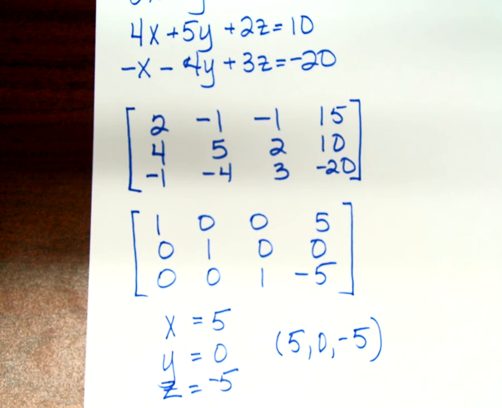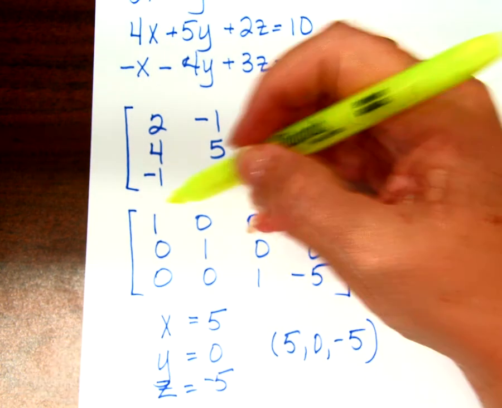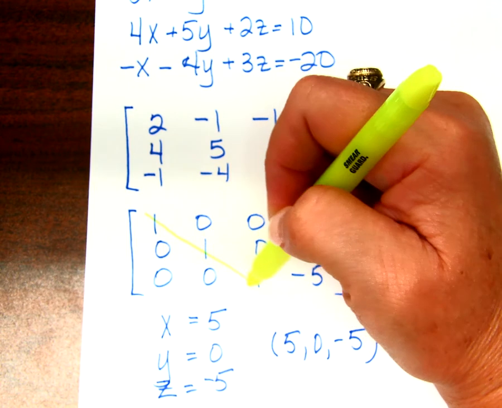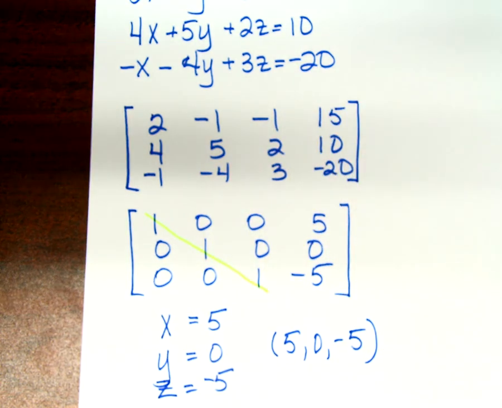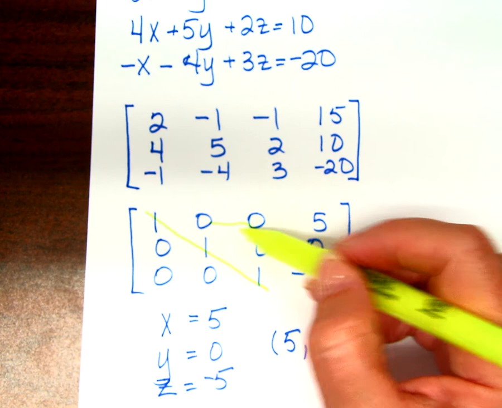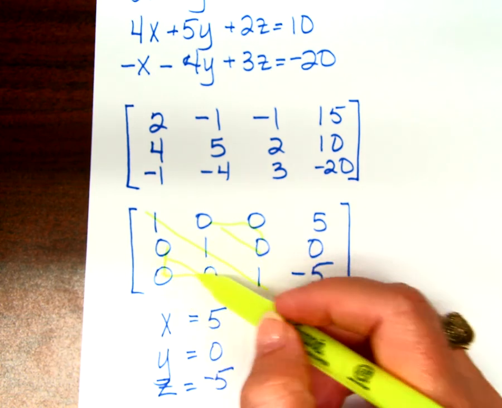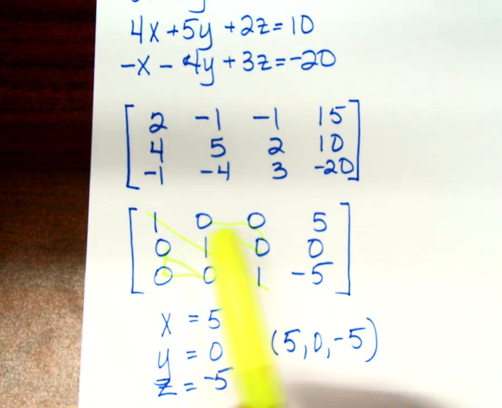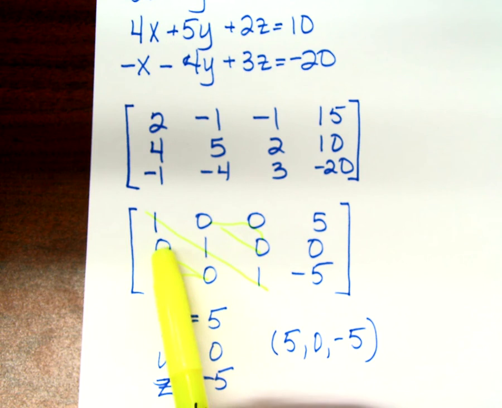Does everybody understand that? This only works if these numbers right here are a diagonal of 1s. Why does that matter? Exactly. It's saying 1x, 1y, and 1z. This triangle right here and this triangle right here has to be zeros, right? Because 0y and 0z, 0x and 0z, 0x and 0y, right? That's the only way this works.